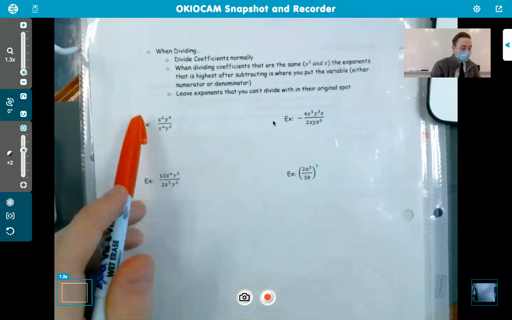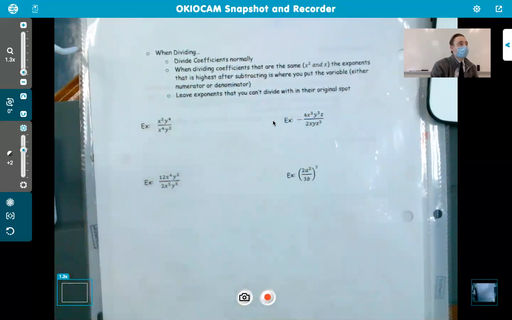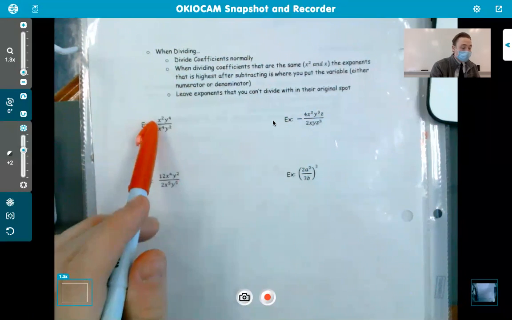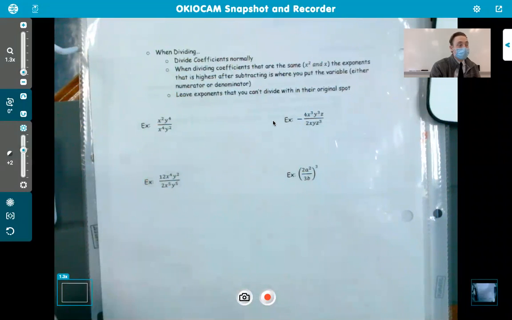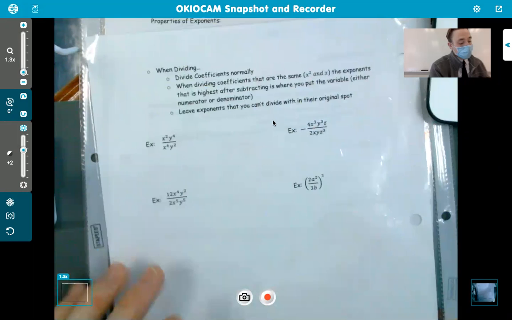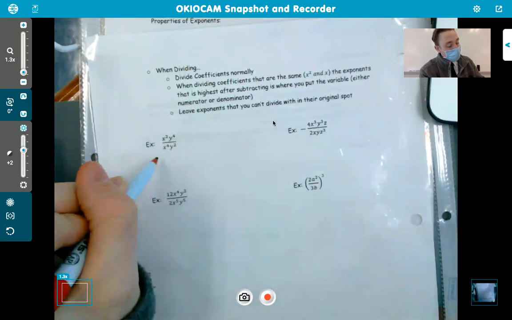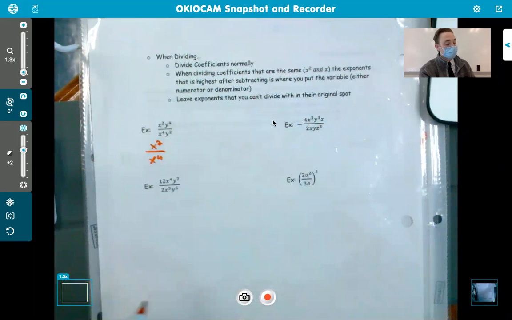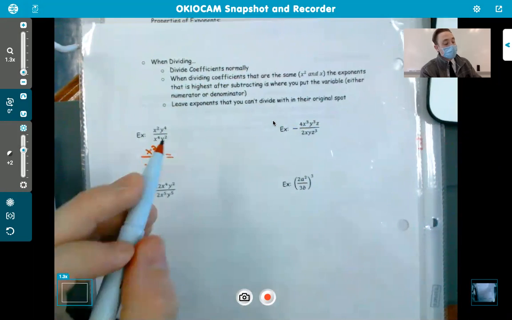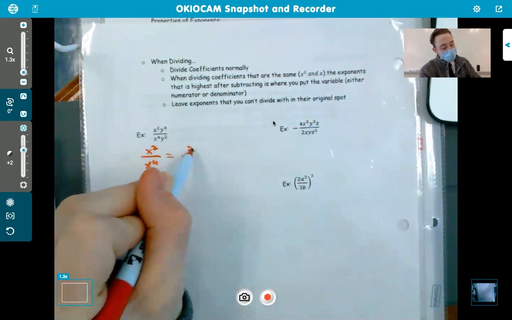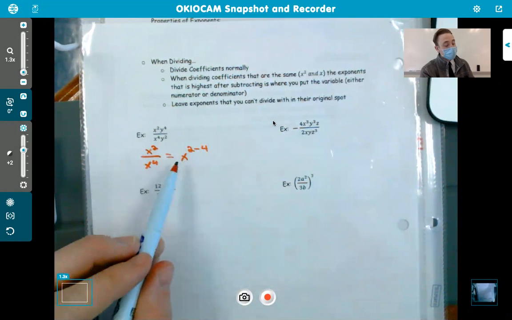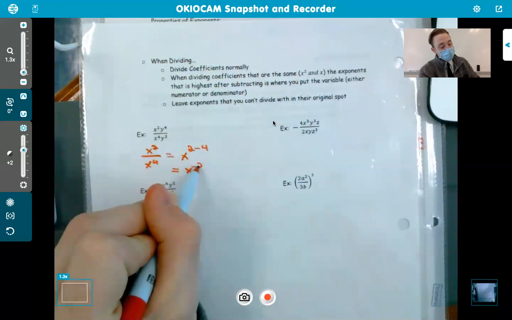So I don't have any coefficients, right? I don't have any numbers there. I'm just going to start by dividing the variables that I have. I can only divide x's with x's and y's with y's. Okay. Well, if I'm dividing x's, right, I'll just break this up into x squared over x to the fourth. Okay. That means that I'm subtracting exponents, right? So I have x squared, or excuse me, x to the 2 minus 4, or x to the negative 2.